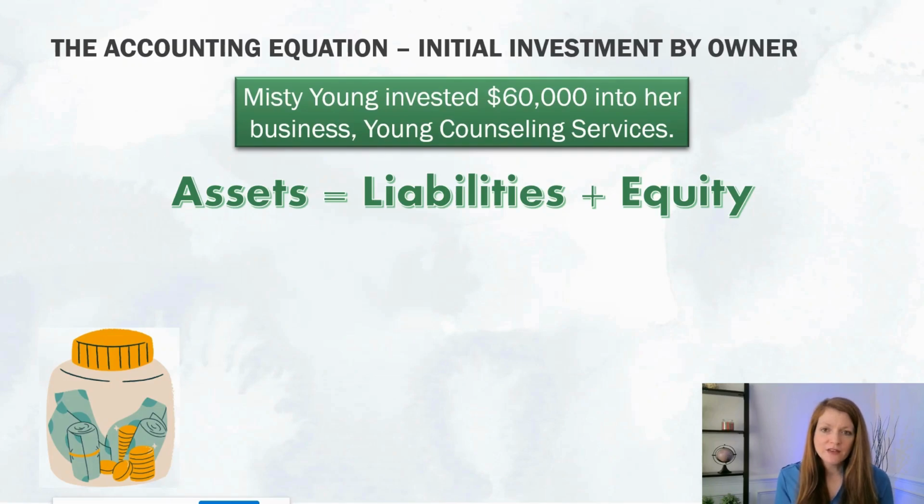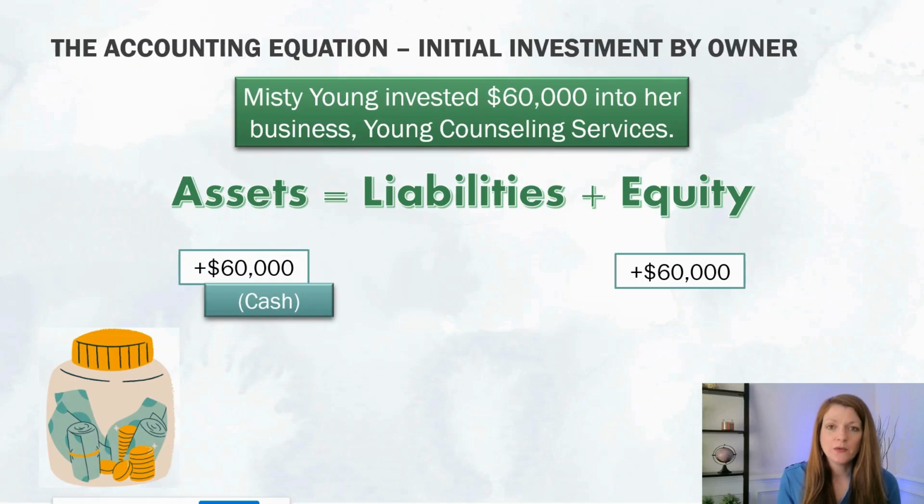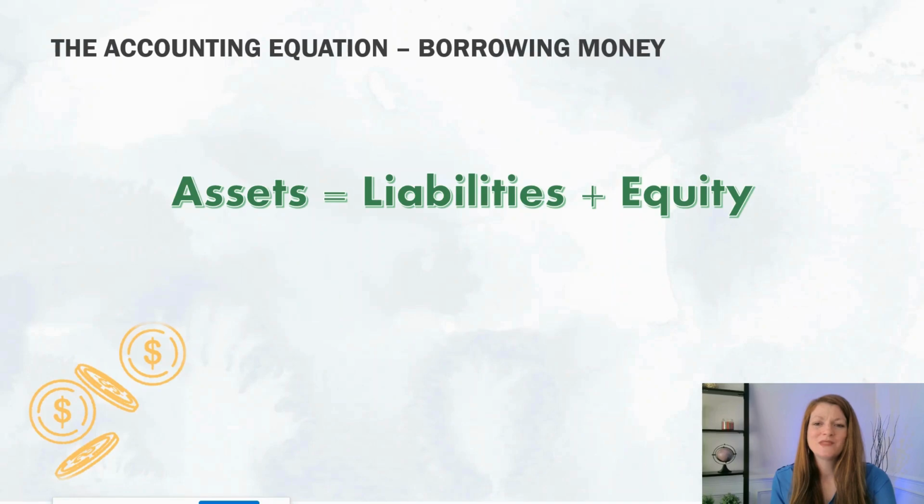So $60,000 would be increasing cash, and it would also be increasing equity. This is capital, paid in capital, put into the company by the owner, by Misty Young. So there's our paid in capital and cash. What we would also call the paid in capital would be common stock, but we're going to get to reviewing all the journal entries later on, not yet in this video. All right, so they made their first transaction. Now we have a company.